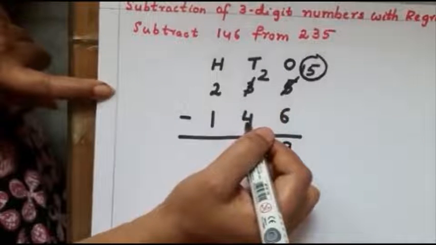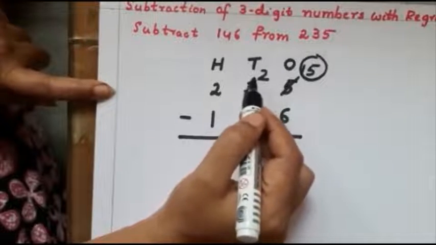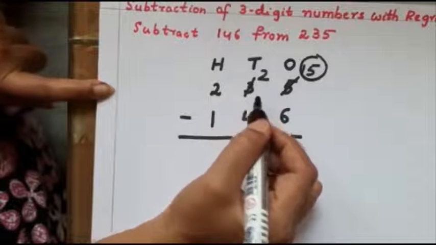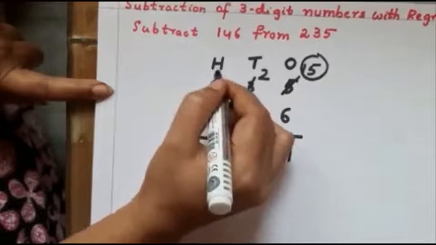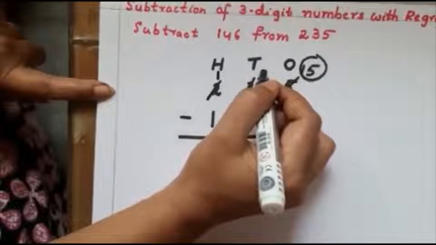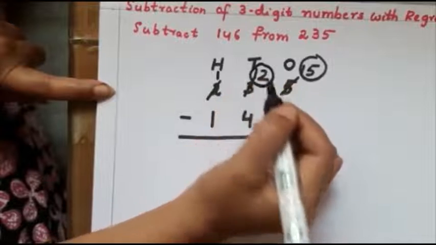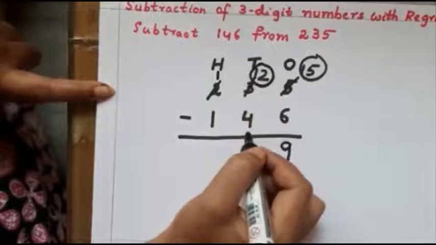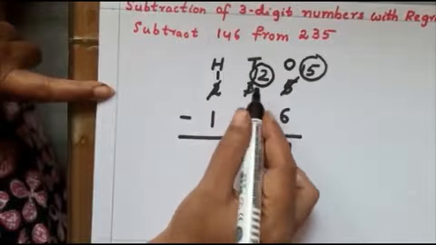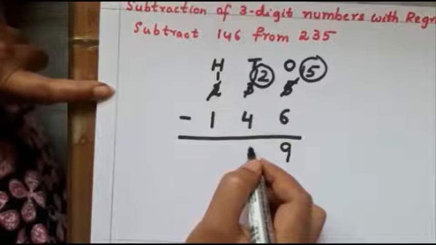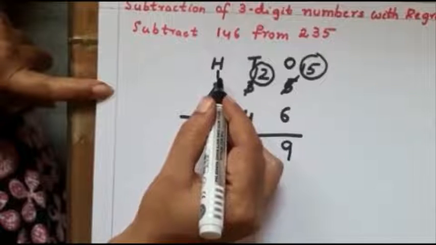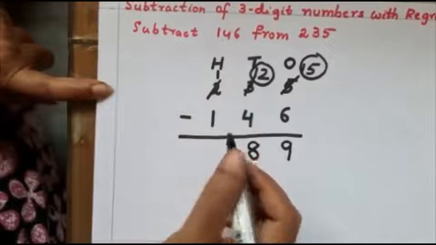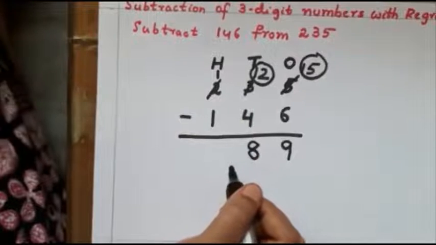Now, can you subtract 4 tens from 2 tens? No. So, we have to regroup again. Now, 2 hundreds is regrouped as 1 hundred, and 2 tens becomes 12 tens. Now, it is easy to subtract 4 tens from 12 tens. So, what we get after subtraction? 8 tens. Now, what is left, children, in the hundreds column? Here, 1 minus 1 is left. So, we cannot write 0 before a number because 0 has no value before a number.